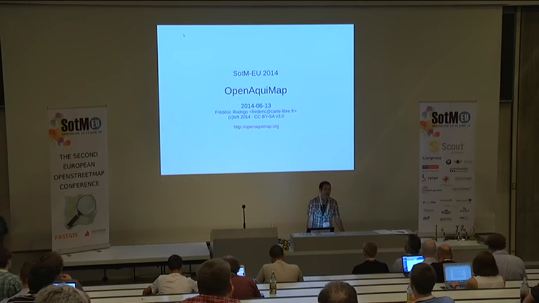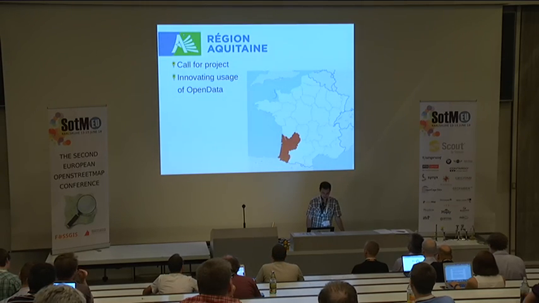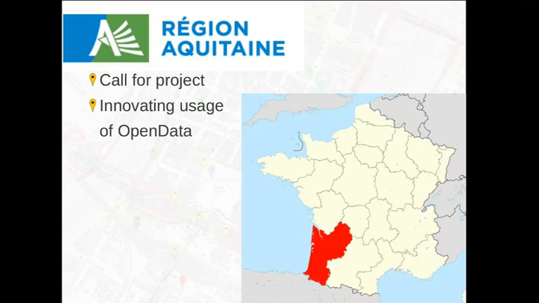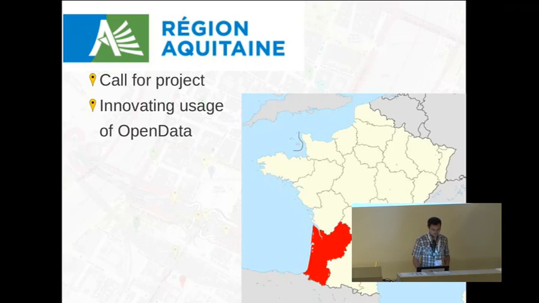Sorry, again me. I'm from France, and particularly from Aquitaine. Aquitaine is a region of France. Last year, this region made a call for a project about innovation and open data. There is a lot of open data in this region. So with a local non-profit, we answered this call for projects.